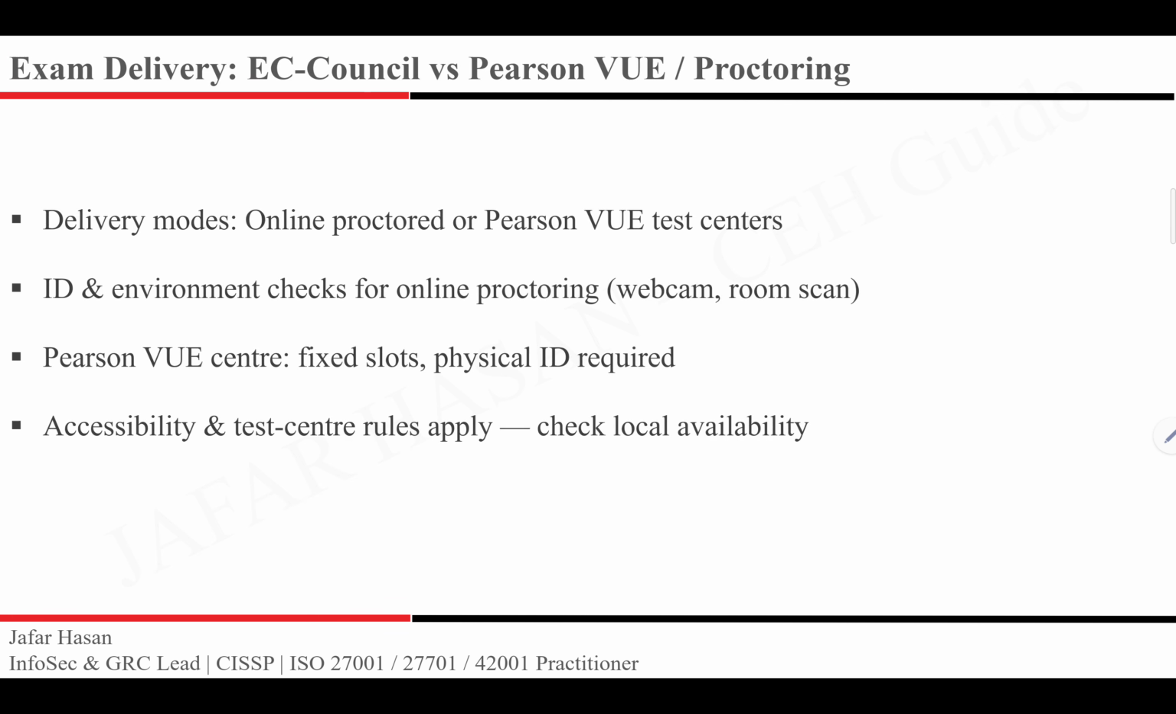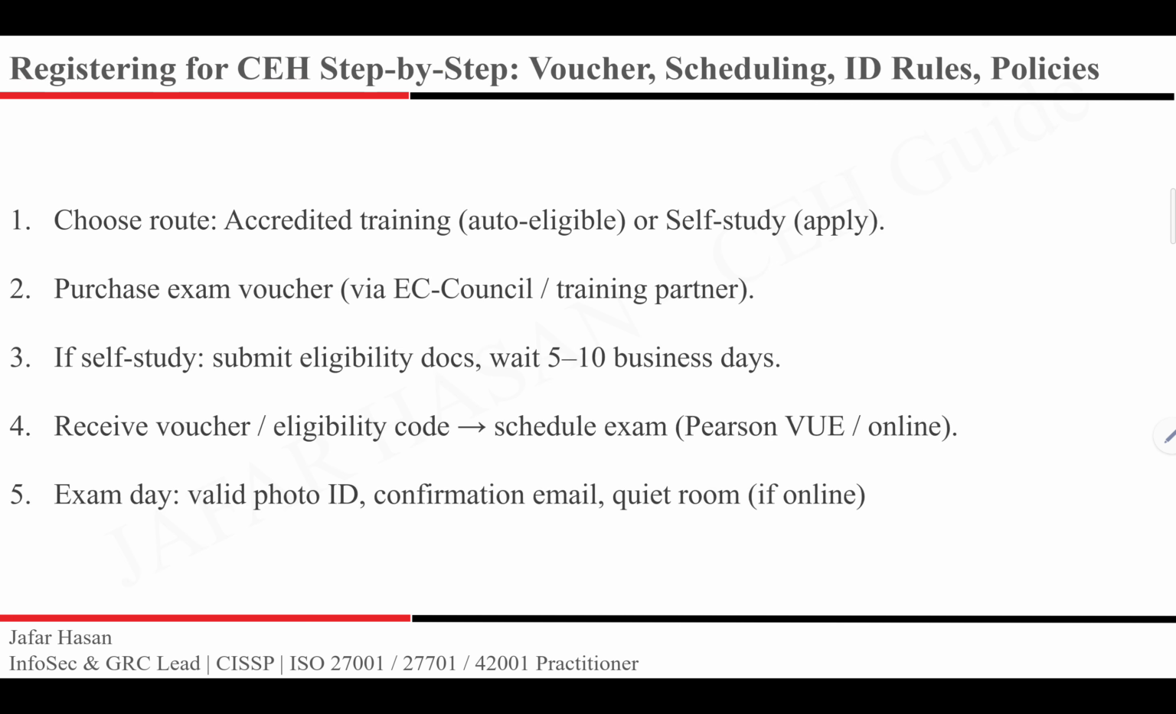So test everything. So how do you actually register and get that exam voucher? Let's quickly walk through that. Registration is actually simple if you follow the order. If you do the official training, your training partner, the accredited training center, helps you to get the voucher. But if you are self-studying, submit the eligibility application with proof of experience. Usually within a week you will get an eligibility code or a link to buy a voucher. Use that to schedule your exam on Pearson VUE or the online portal.